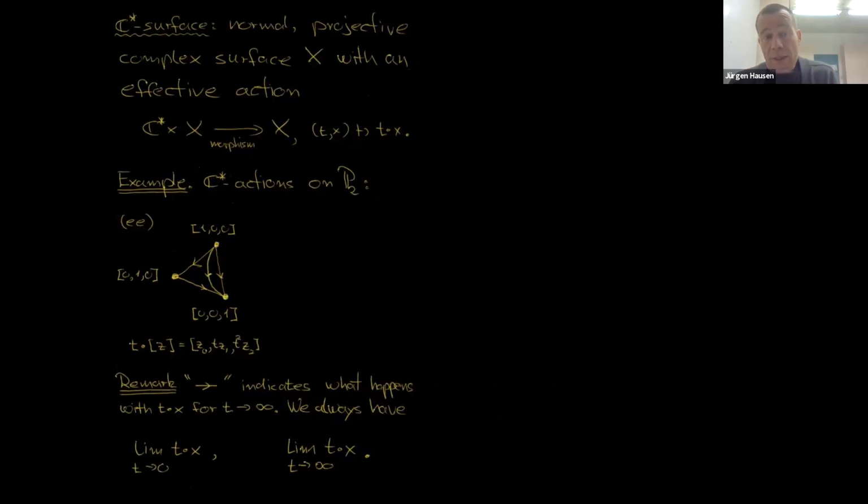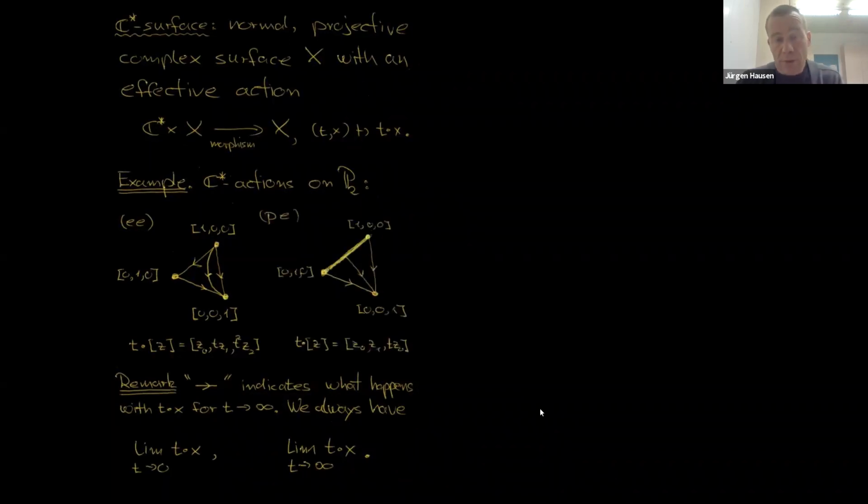As C-star acts on a complete variety, we always have the two limit points, for t goes to 0 and t goes to infinity. For instance, in the picture above, if you look at the points (1,0,0) and (0,1,0), and you take the point with coordinates (1,1,1), then the limit for t to 0 is (1,0,0), and the limit for t going to infinity is (0,1,0).